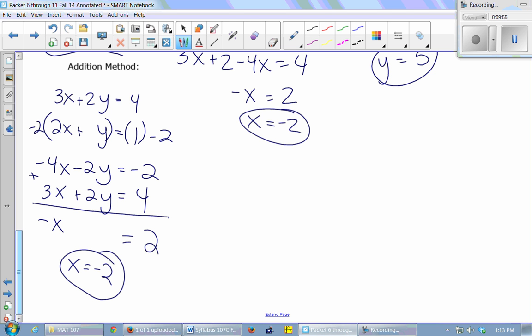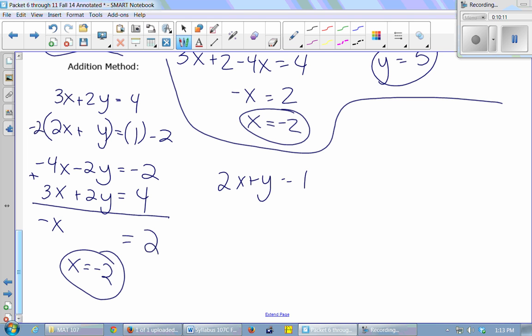I'm not going to test you on the two different methods. If you have a favorite method, just do whichever one you want, right? So just showing you two different ways to solve this. So once you have x, pick either of your original equations and plug in for x to solve for y. So we end up with y equals 5.